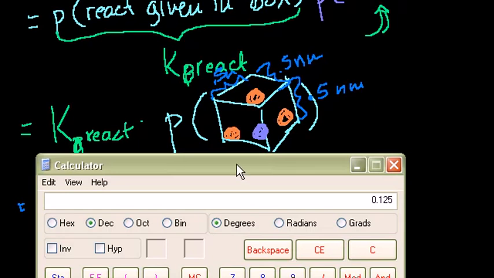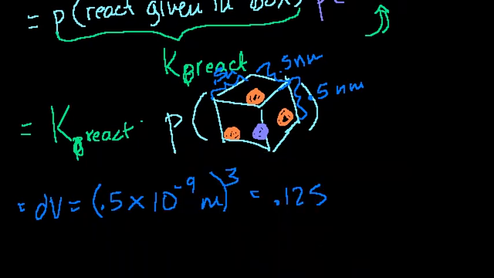0.5 to the 3rd power, right? 0.125 times 10 to the minus 9 to the 3rd power, which is minus 27. So 10 to the minus 27 meters cubed. So that's my volume. Now, we know the concentration.